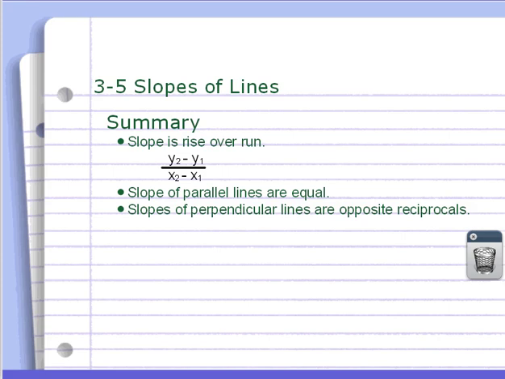Here's our summary for slopes of lines. Remember, slope is rise over run, which is your vertical change over your horizontal change. The slopes of parallel lines are equal, and the slopes of perpendicular lines are opposite reciprocals.